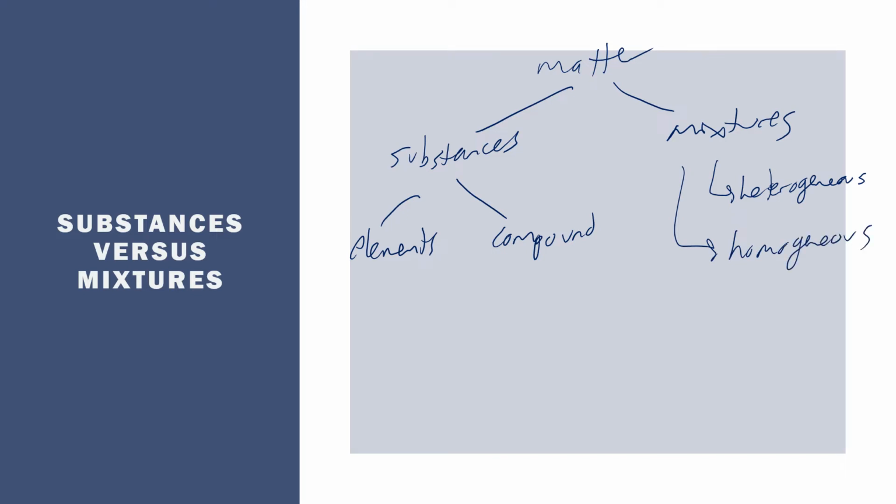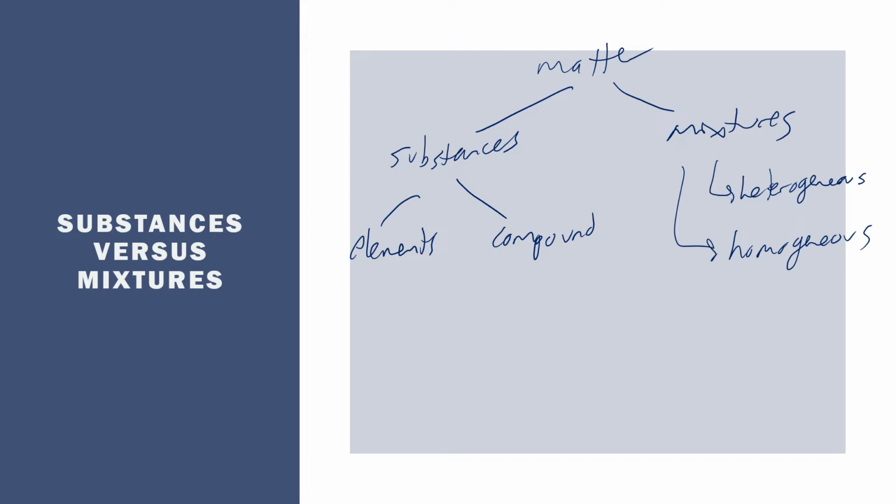So a heterogeneous mixture, you can see the different parts. Think like trail mix or like a fruit salad. You can see the different items in a trail mix. Can you tell that I'm hungry? I'm using food examples.